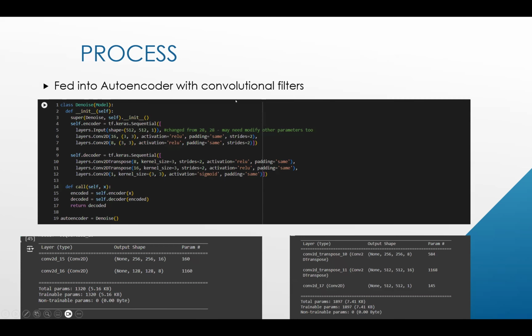And then this was fed into an autoencoder to extract the noise statistics. There was a convolutional layer both on the input and the output. And you can see here that it would start from the 512 by 512 image, and then go down to 256 by 256, and then 128 by 128. It would compress this and then decompress it and learn the process.